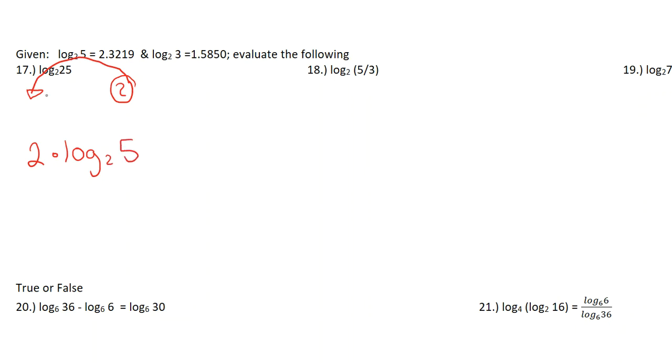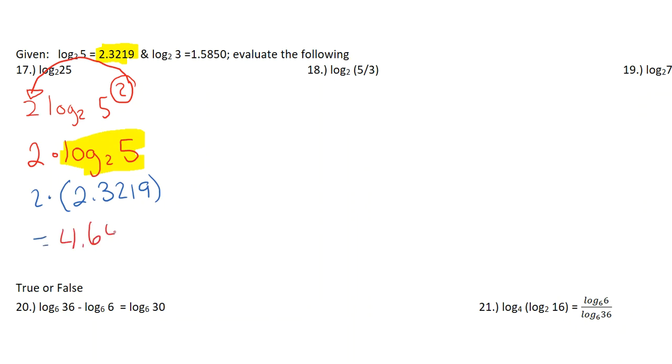And if you look up here, log base 2 of 5 is equivalent to 2.3219. So I'm simply going to replace that. And I replace everything including the logarithm. And then I will multiply 2 times that number, and we end up getting 4.6438.